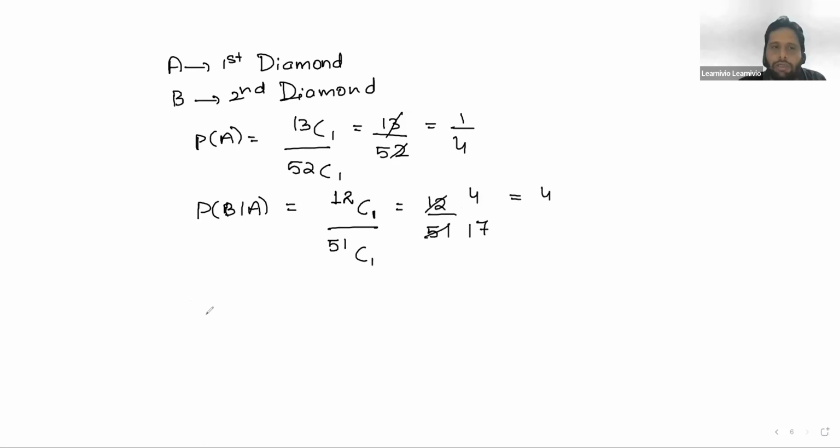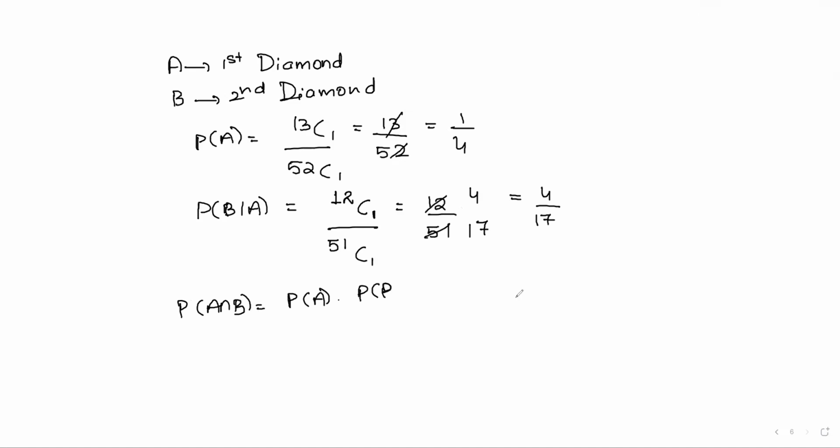So you need to find P(A intersection B), which is equal to PA times PB by A. PA is 1 by 4. PB by A is 4 by 17. The 4 will cancel out, so you will get 1 by 17. Is it clear? Noma, yes, sir, clear. Nabil, Huzefa, is it clear? Okay, great.